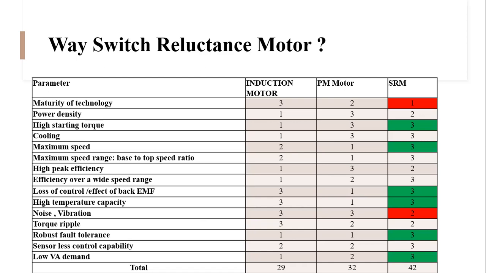Sensorless control is also possible in the switch reluctance motor by using observer based control theory. The VA demand of the switch reluctance motor is also low, which gives a higher score. So the total score achieved by the SRM is 42, compared to the permanent magnet and induction motors. The induction motor achieved the lowest score, 29.